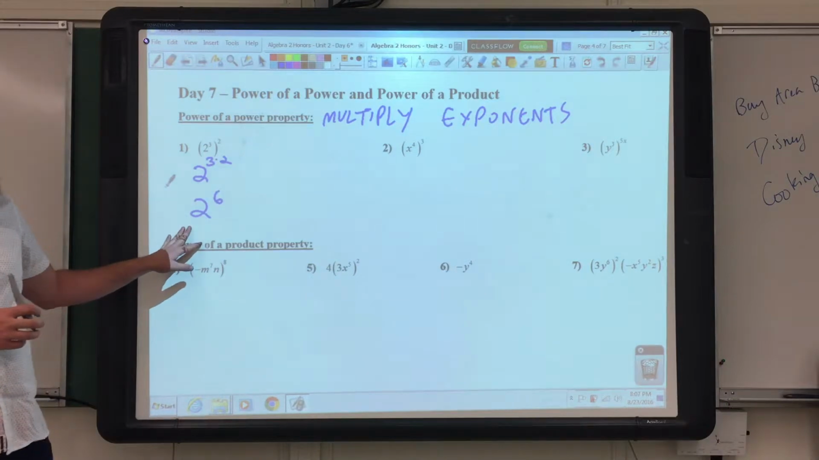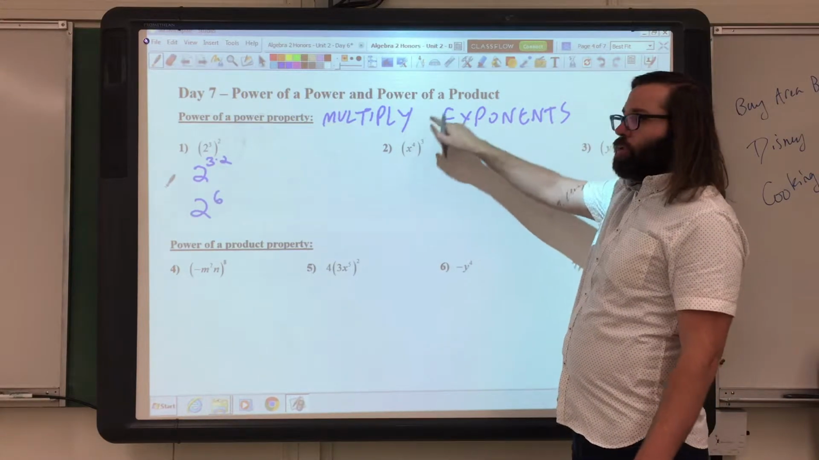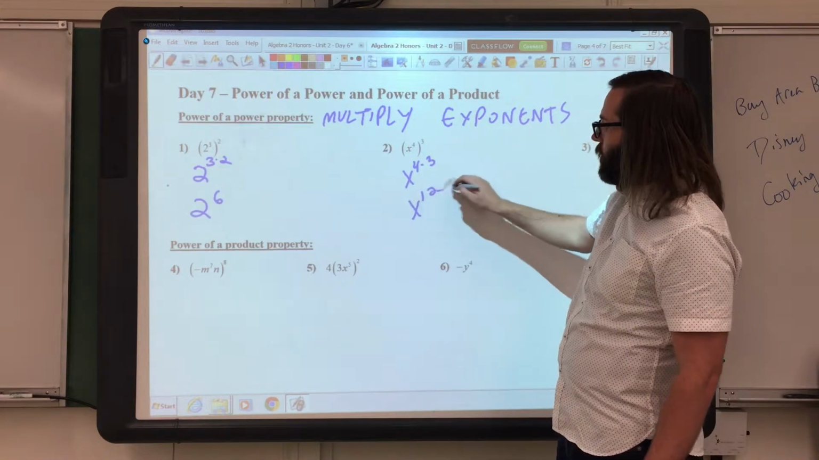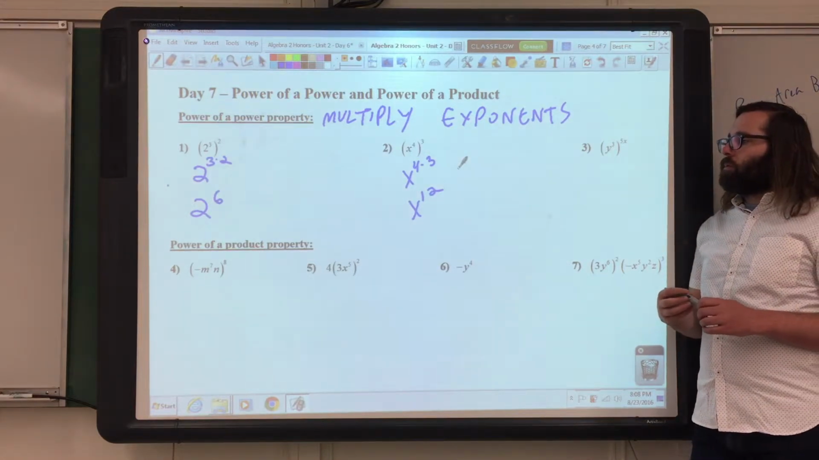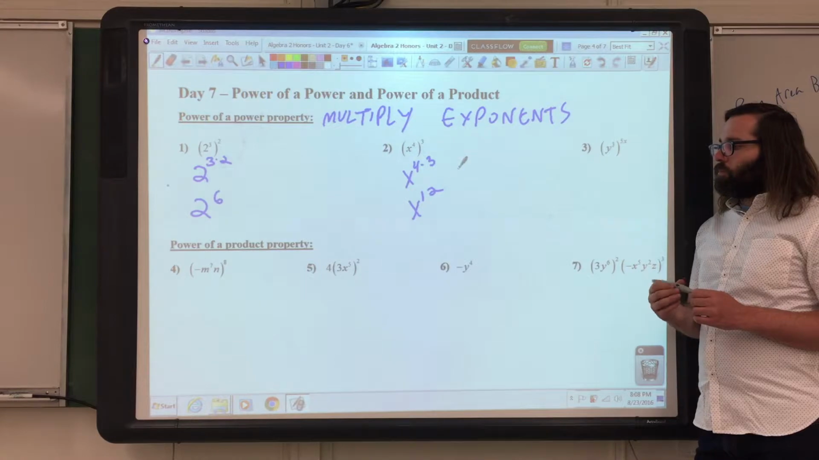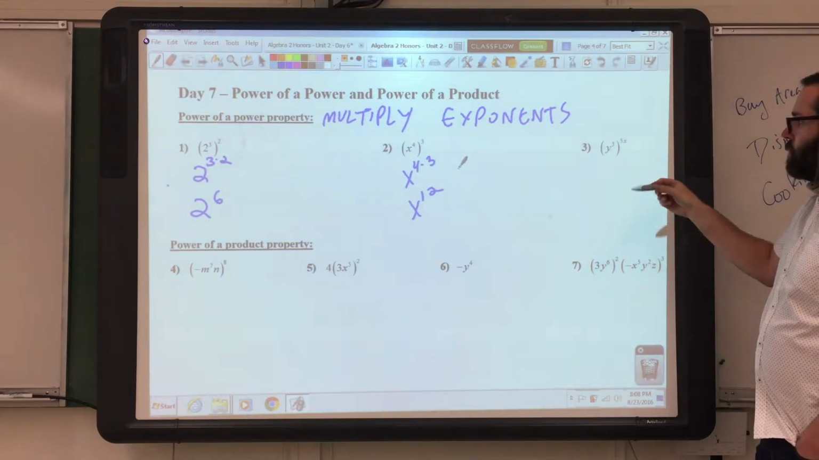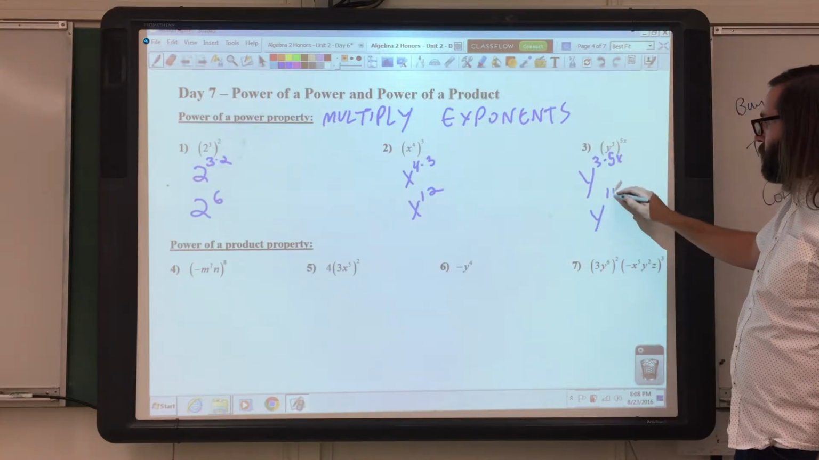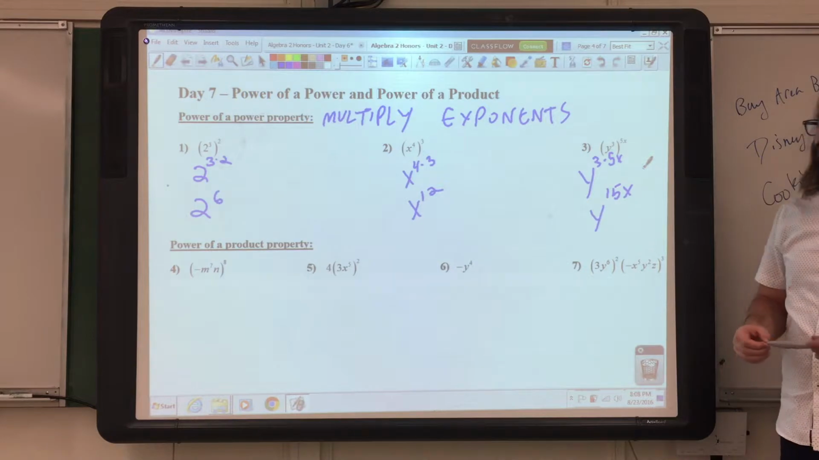Okay, this should be review. You should have seen this before. Same thing here. We have x to the 4th to the 3rd power, so you multiply these exponents. This is x to the 4 times 3, which is x to the 12th. Okay, number 3, we have y to the 3rd to the 5x power. You just multiply the exponents, so y to the 3 times 5x, which is really y to the 15x power. Now it's weird, but that's what you get.